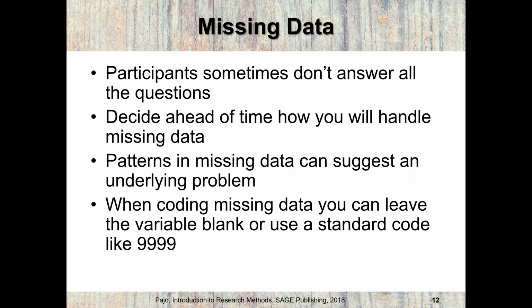Or sometimes we may have a threshold, a default value. So in this case, if there's any missing data, we use the default value. So here we say participants sometimes don't answer all the questions, maybe for privacy issues or other issues, or maybe they forget. Then decide ahead of time how you will handle missing data. Patterns in missing data can suggest an underlying problem. When coding missing data, you can leave the variable blank or use a standard code, like this example of a default value.